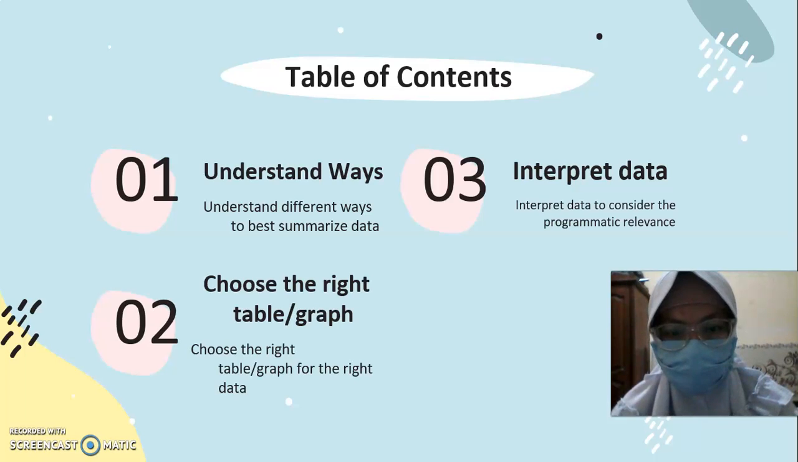Today I will explain number one, understand risk. What is understand risk? It means that you have to understand different ways to best summarize data for data interpretation. Second, choose the right table or graph for the right data. And third, interpret data to consider the programmatic relevance.